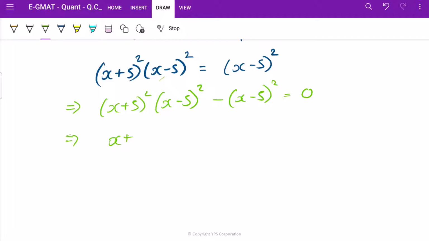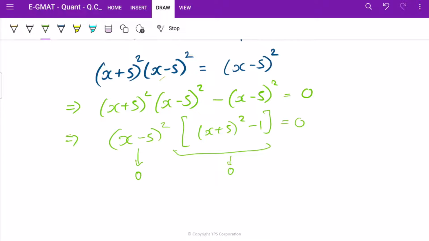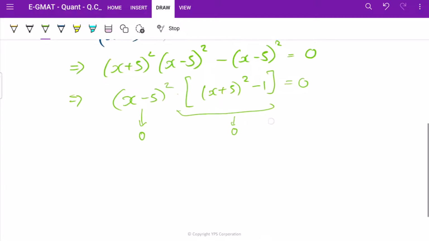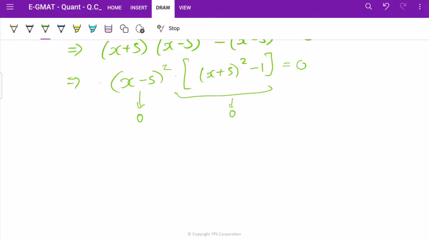Now here we can take x minus 5 the whole square as common. What remains is x plus 5 the whole square minus 1 equals 0. So basically either this thing should be 0 or this thing should be 0, right? A product of two numbers can be 0 when either of them is 0, right? So from here we get x equals 5 as one of our solutions.